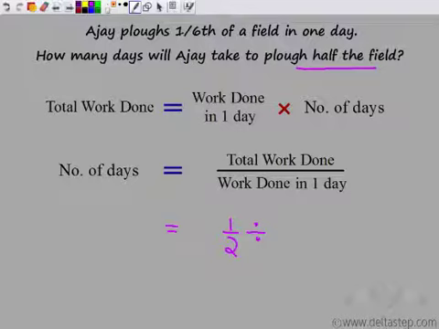How much work does he do in a day? 1/6 of the field, which is 1/6 of 1, which is 1/6 only. So if I divide these two, it would be 1/2 times, I reciprocate this. This gives me 3. So number of days comes out to be 3. That is, he would take 3 days to plow half the field.